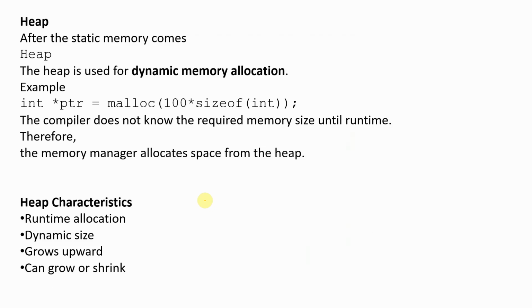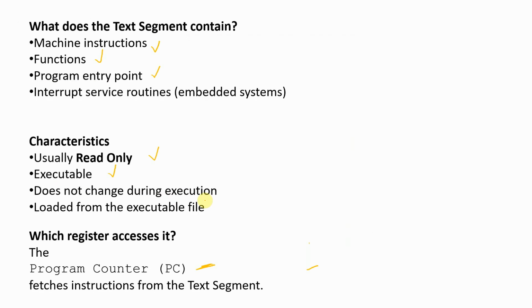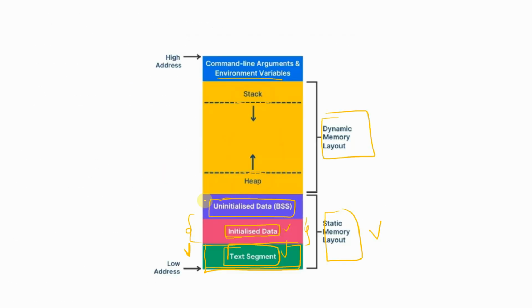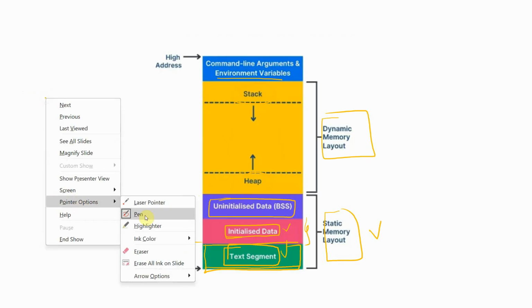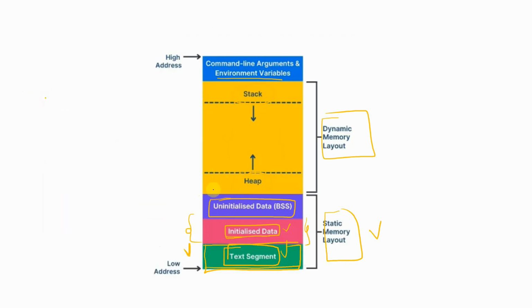In SystemVerilog also, we have seen this kind of dynamic arrays. So the memory manager is going to allocate space from this heap, and whatever the heap characteristics are, you are going to allocate the memory during the runtime. It is basically going to have a dynamic size, and it is going to grow upward. Heap is going to grow upward, and it can grow or shrink. What do I mean by growing upward? You're going to allocate the memory locations from down to up, like this. Let me show you. You're going to allocate the memory locations from down to up.